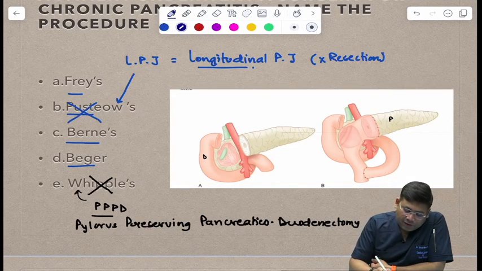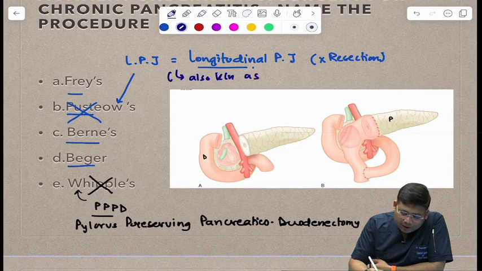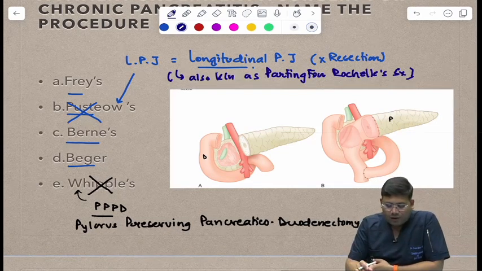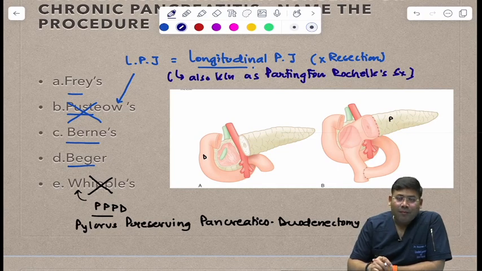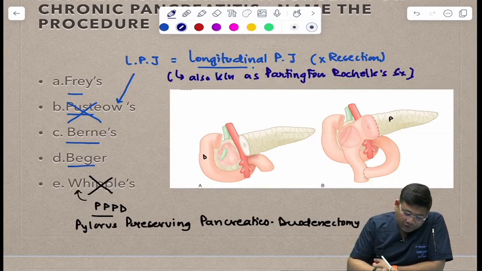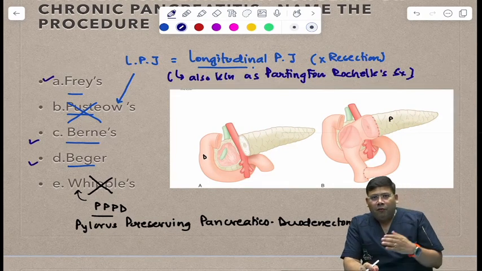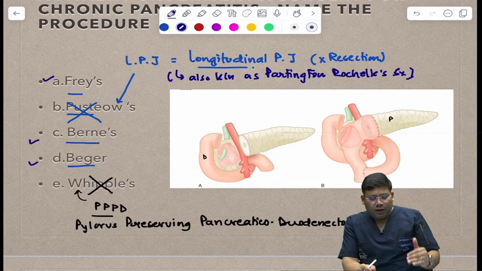What is another name for LPJ? Another name for LPJ is the Partington-Rochelle surgery. Partington-Rochelle modified the original Puestow's, because the original Puestow's had splenectomy also done. Now we do not routinely do splenectomy. So this is the Partington-Rochelle surgery also, but this is not it either. Now you are left with Bern, you are left with Beger and you are left with Frey. Now what is Beger, what is Bern, what is Frey?